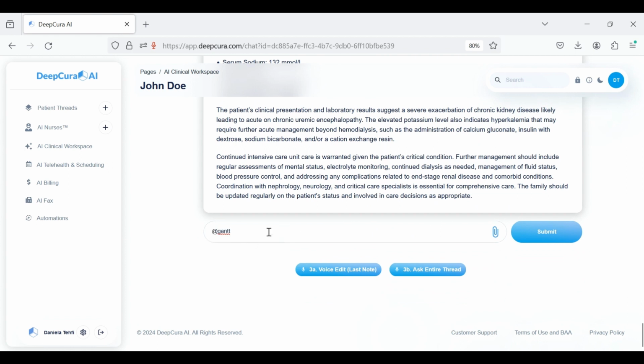because when you, I'm going to do @Gantt because I want to make a Gantt chart. When you want to make one, it's going to use all of the visible notes in the thread to make it, right? So you only want the ones that you are going to use, obviously. So I'm going to say generate detailed Gantt chart, based on the given medical records, and submit. And then we're just going to wait for that to load.